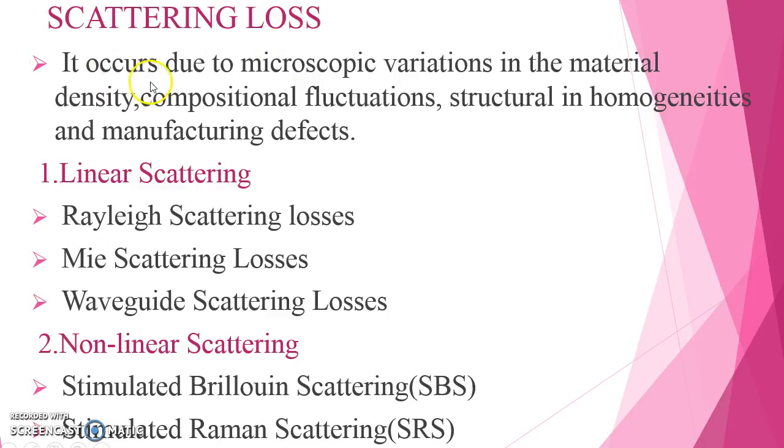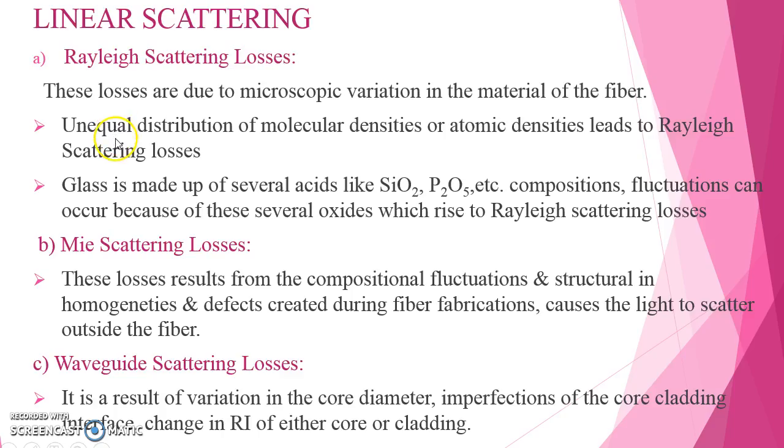Scattering loss. It occurs due to microscopic variations in the material density, compositional fluctuations, structural inhomogeneities, and manufacturing defects. Linear scattering and nonlinear scattering are the two types of scattering losses. Linear scattering is further classified into Rayleigh scattering losses, Mie scattering losses, and waveguide scattering losses. Nonlinear scattering is classified into stimulated Brillouin scattering (SBS) and stimulated Raman scattering, that is SRS. We'll see one by one.